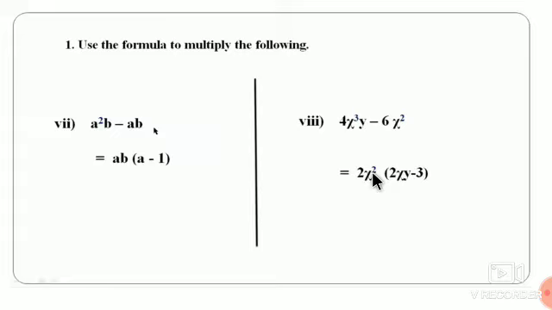2x square in bracket. 2 is 4, so 2 will remain here, 1x will remain here and y minus. Divide this 6 by 2, 2 3s are 6, so 3 will remain here. X square is here only. So this is our answer.